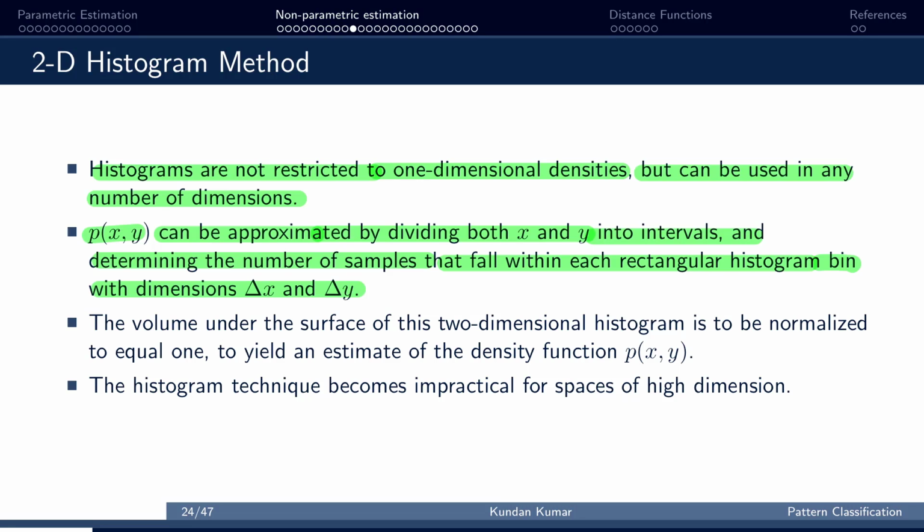However, the histogram technique will become impractical for high dimensional space. If it is a very high dimensional space, then maybe this approach will not be very accurate. Okay. So whenever we apply this approach, we have to check the dimensionality of the feature vector as well. Okay.